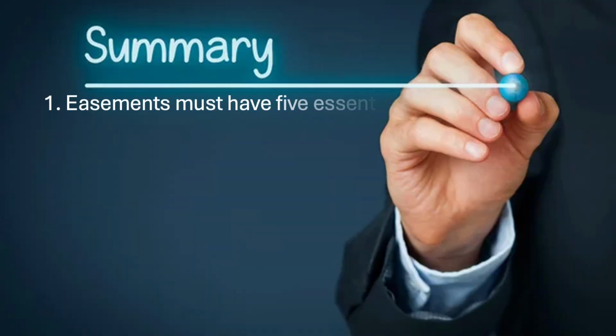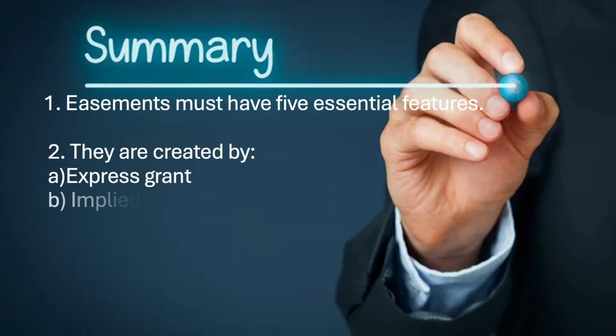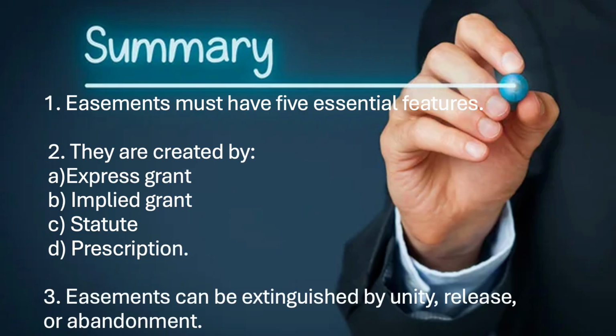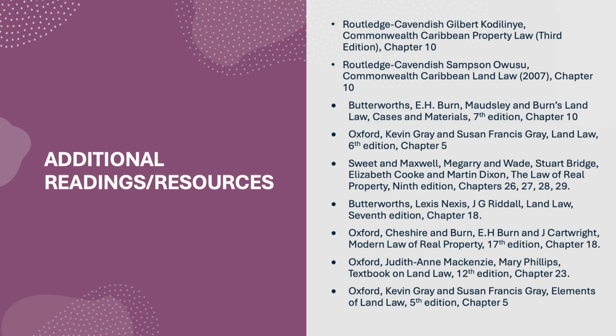So, to summarize, easements must have 5 essential features. They are created by express grant, implied grant, statute, or prescription. Easements can be extinguished by unity, release, or abandonment. These are your additional resources to refer to.